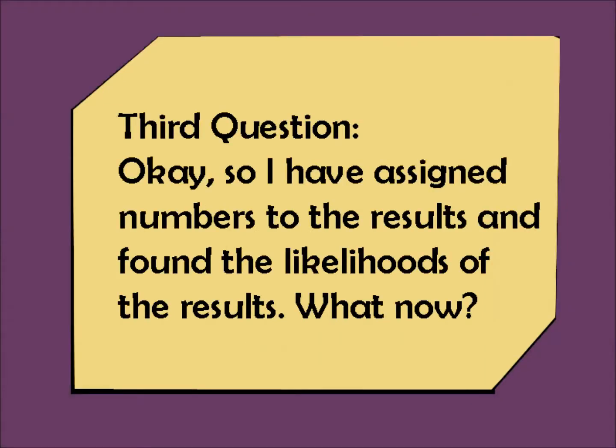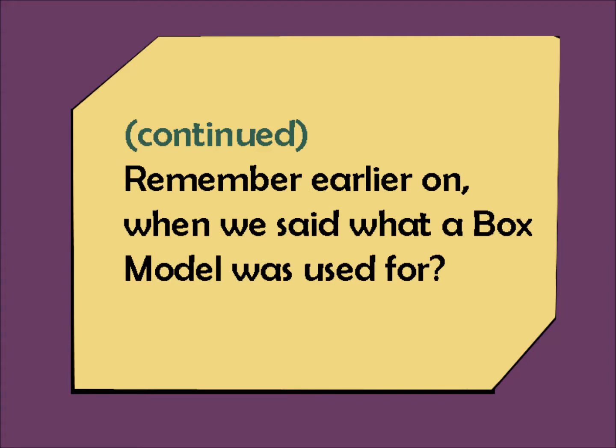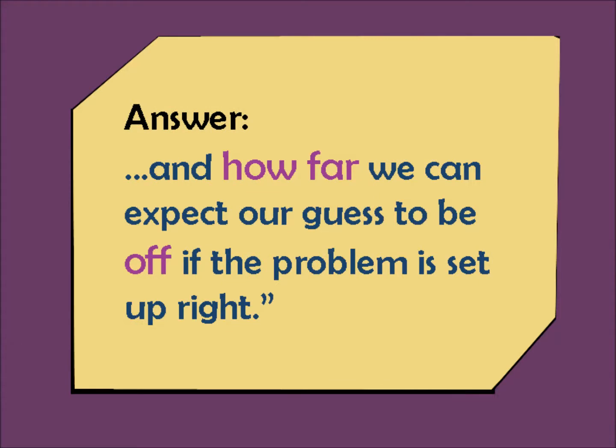Okay, third question. So we've assigned numbers to the results and found the likelihoods of the results. What do we do now? Actually, you're almost done setting up the box model at this point. To finish, you just need to find the 2 numbers that describe what's in the box. Remember earlier on when we said what a box model was used for. A box model will help us figure out the best guess for how that situation will work out on any single attempt, and how far we can expect our guess to be off if the problem is set up right.